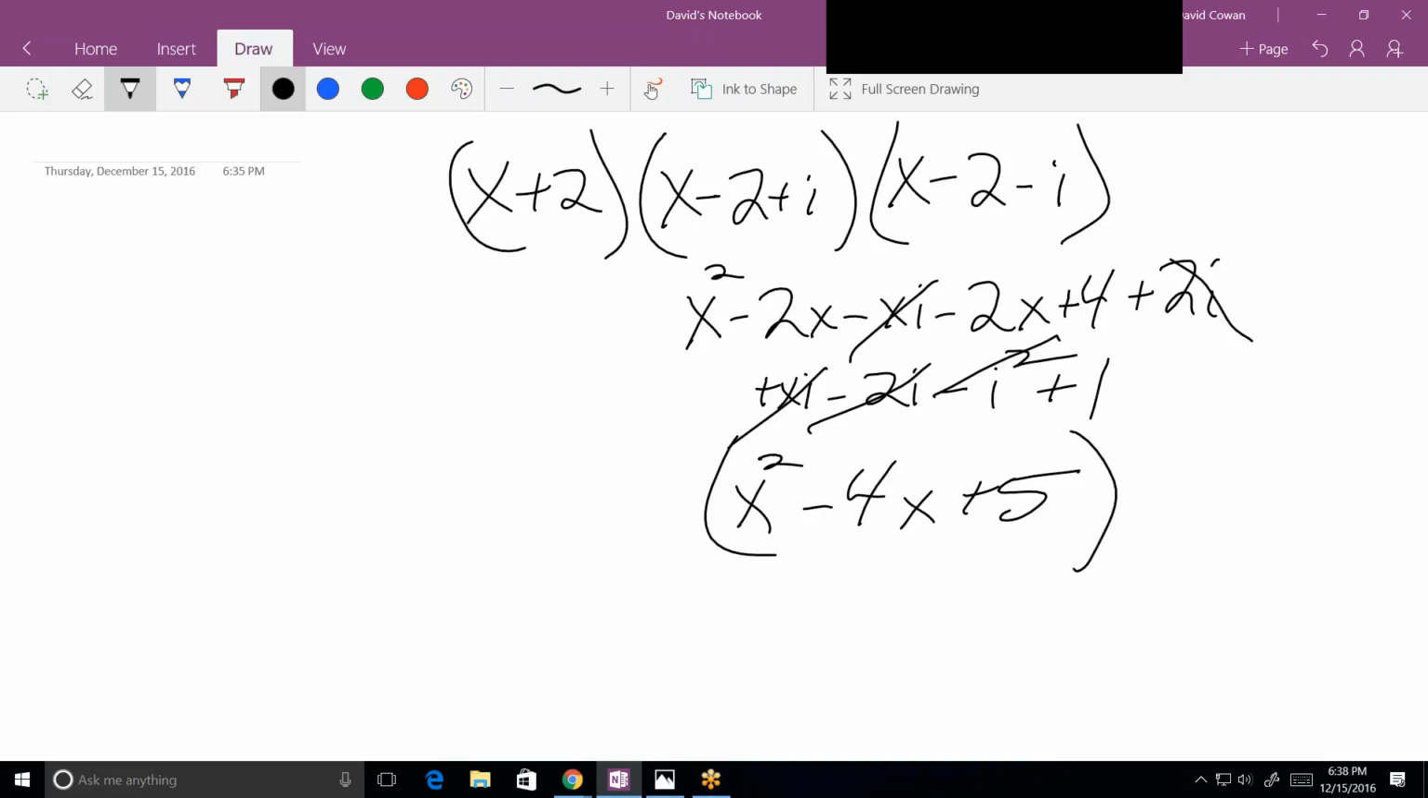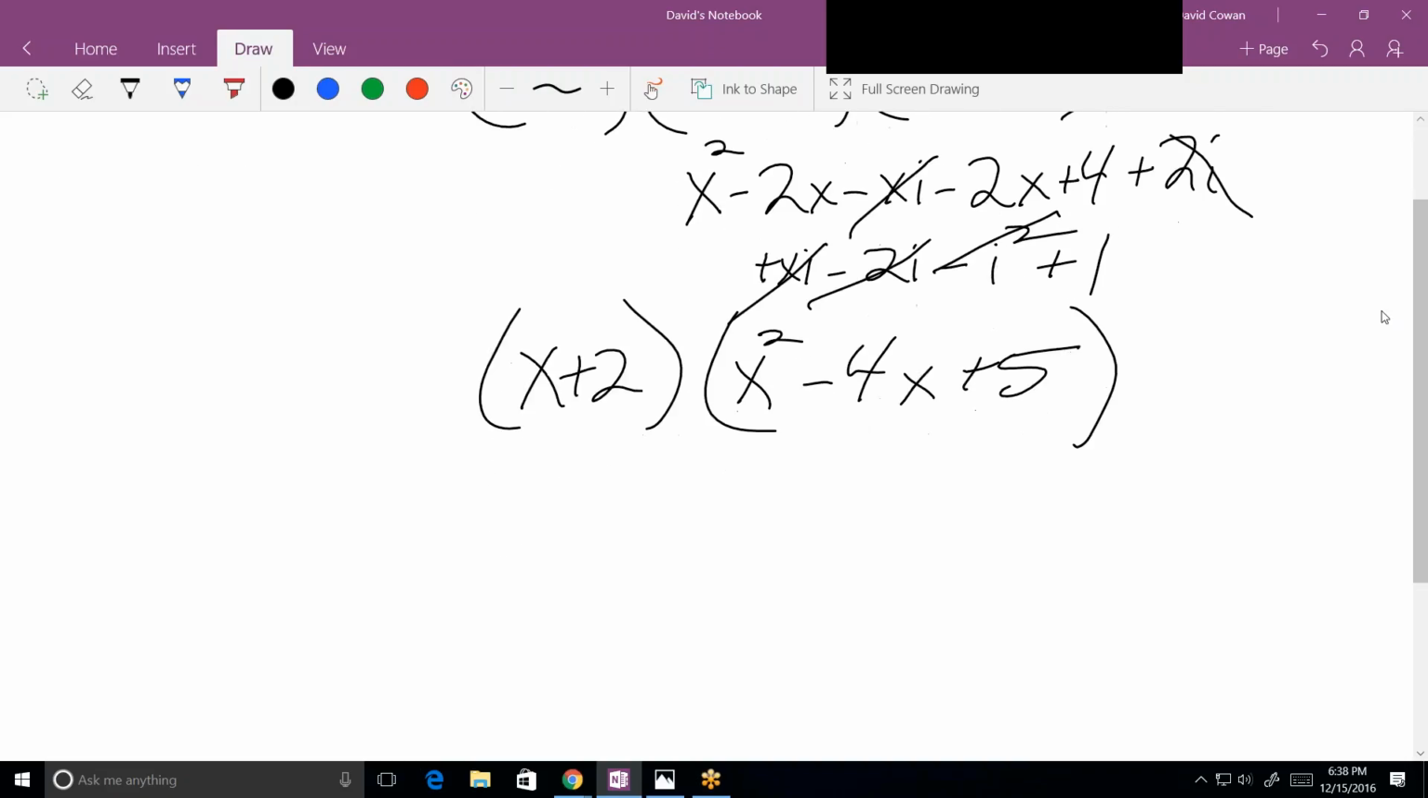That's what the product of those 2 factors equals. Now I have to multiply it by the linear factor. I'll do this real quick. If you know how to multiply trinomials, then a binomial by a trinomial, I know you know how to do that.